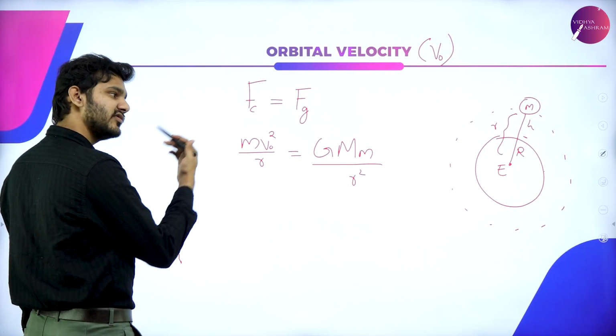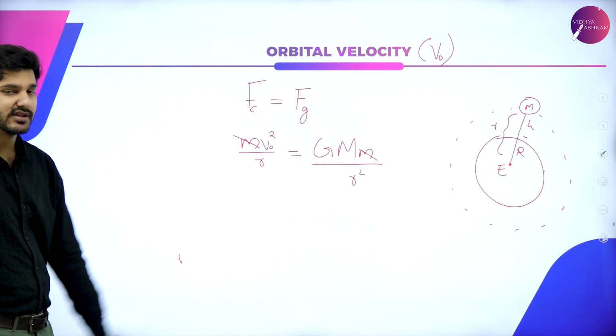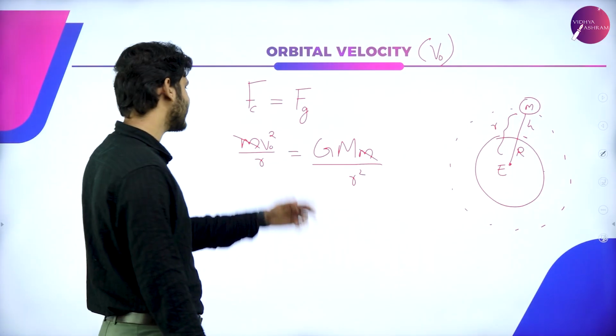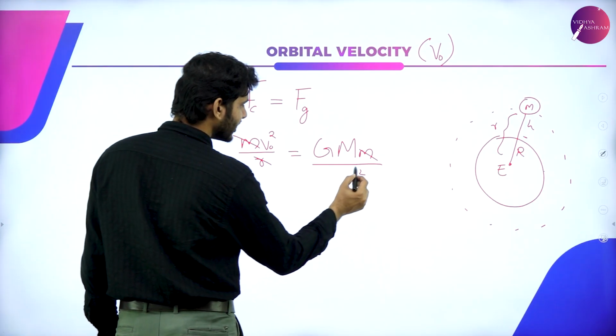So again, we just cut off some things: the mass of the revolving, orbiting satellite from both sides. Then we get the equation. We can also cancel out r and r square.